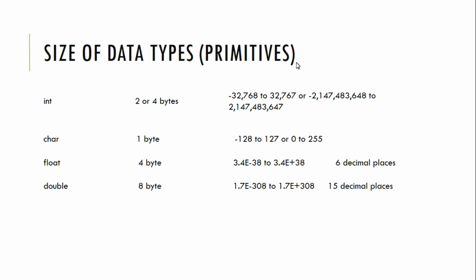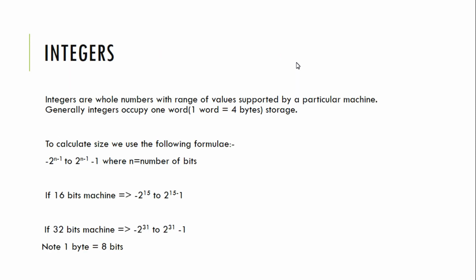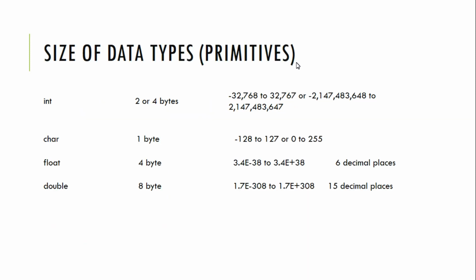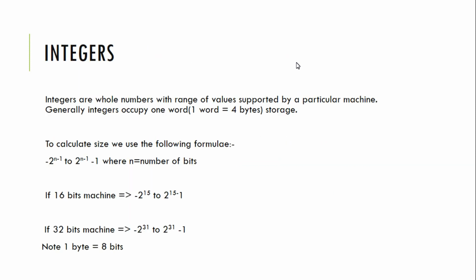Now for a 2 byte machine, you see the value 32,000. Observe that 1 byte comprises 8 bits, so 2 bytes will comprise 16 bits. If there are 16 bits, then according to the formula, it stands out to be minus 2 to the power 15, which equals 32,768. You can cross check it.